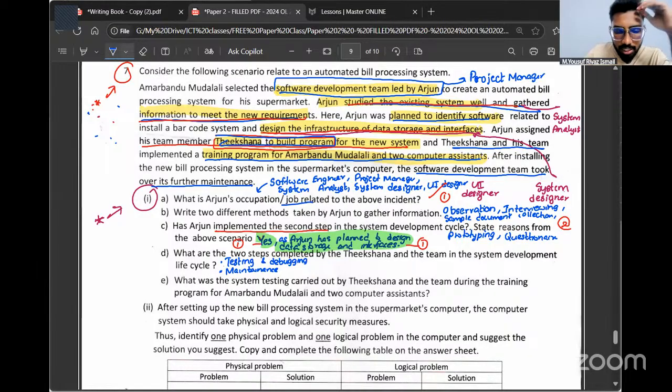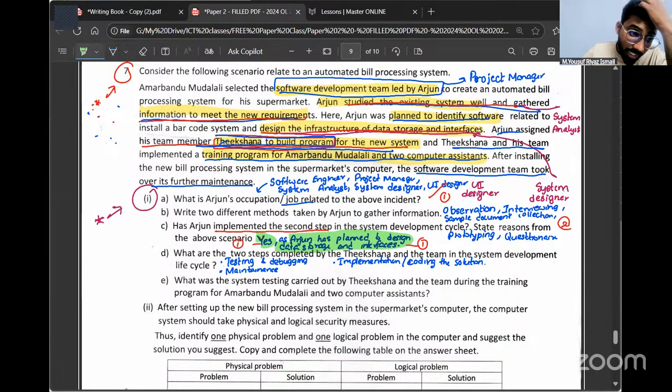If you mention developing is also actually correct because here they have mentioned that Arjun assigned his team member Teekshna to build the program. And Teekshna is the team implementer. Maybe Teekshna is leading the development team. So if you mention development or as implementation, that's also correct. Implementation or else developing, coding the solution, that's also correct. But that answer is indirectly there.